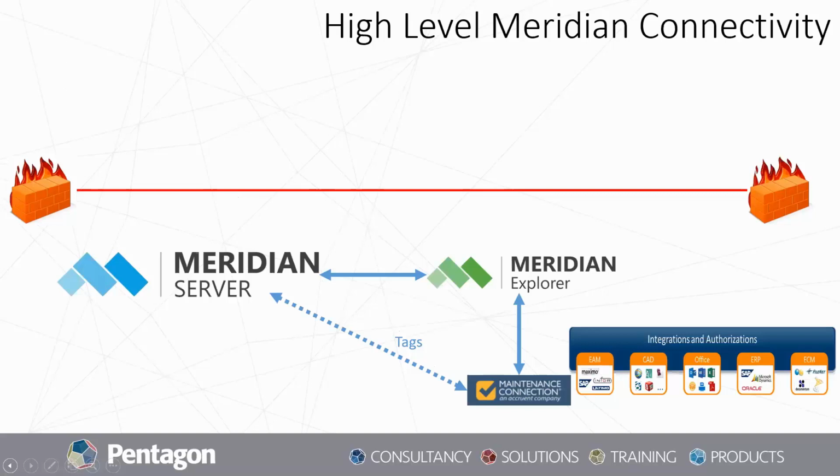It pushes out or publishes data to the Explorer, which is like a quarantined area, and from there you can actually then integrate with the likes of your Office applications, ERPs, other ones like Maximo and so on. Now I've got Maintenance Connection down there, which is the CMMS offering from Acruent. So it's fully inbuilt with and connected with Meridian.